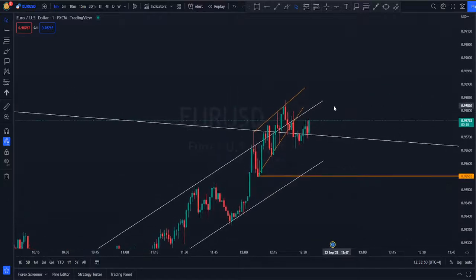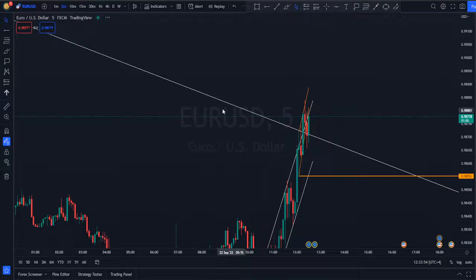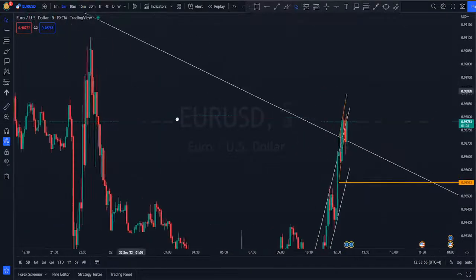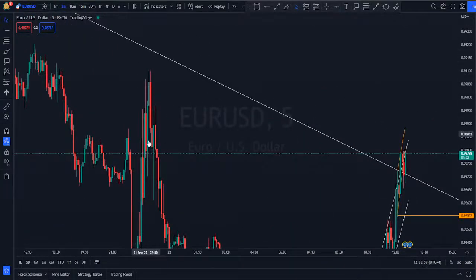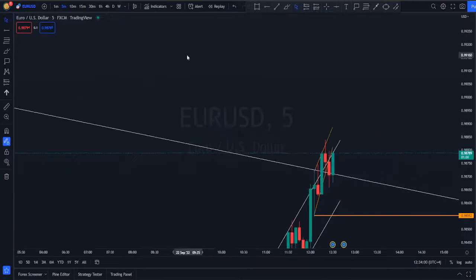Again, this has the potentials to still move above, so don't get me all wrong. Still has the potentials to meet this guy here, okay? So don't get it all twisted.